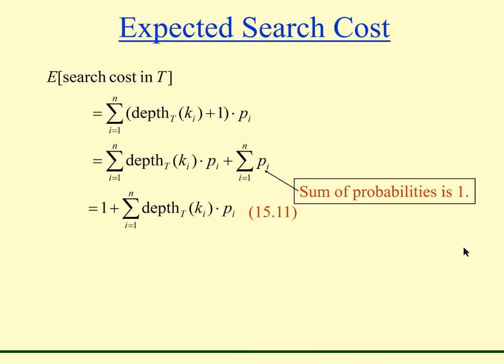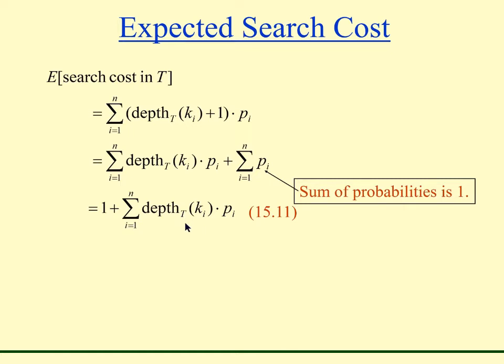Okay, to 1. So this one can be simplified as this one: just 1 plus the sum of depth(ki) dot pi, with i from 1 to n. This will be easy, correct? That means we just only consider this part. Make this one smallest.